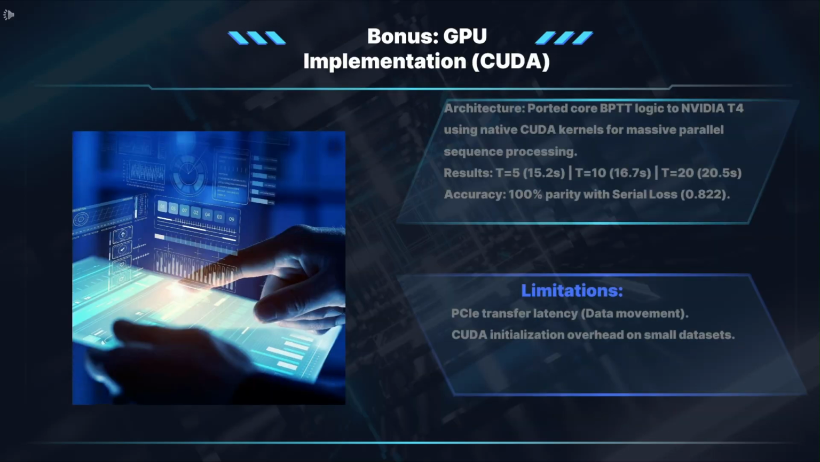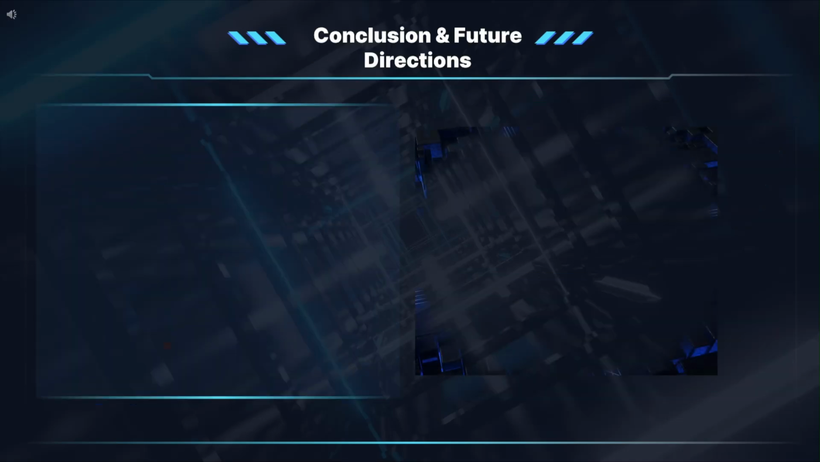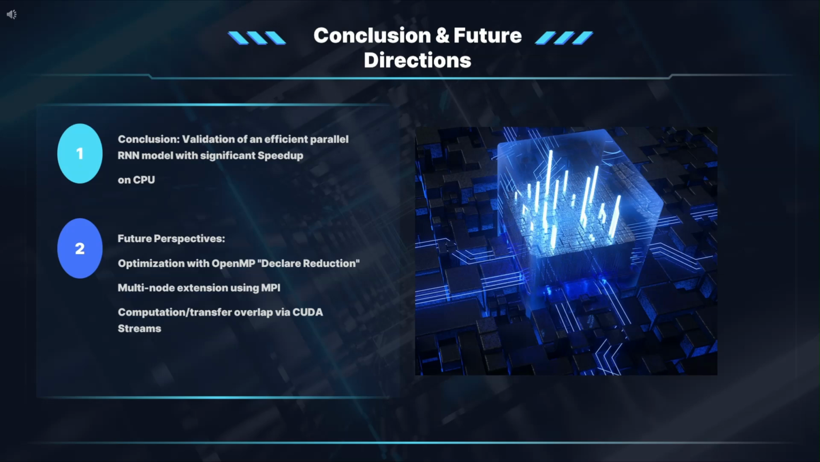We also developed a GPU version using CUDA kernels on an NVIDIA T4, while data transfer overhead exists for small datasets. It proves the model's scalability on many-core hardware. In conclusion, our parallel batching strategy is highly effective. In the future, we plan to extend this to distributed systems using an API.